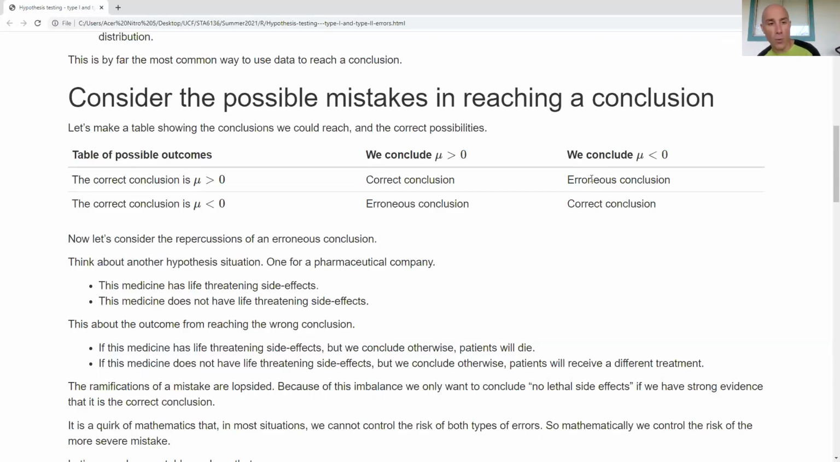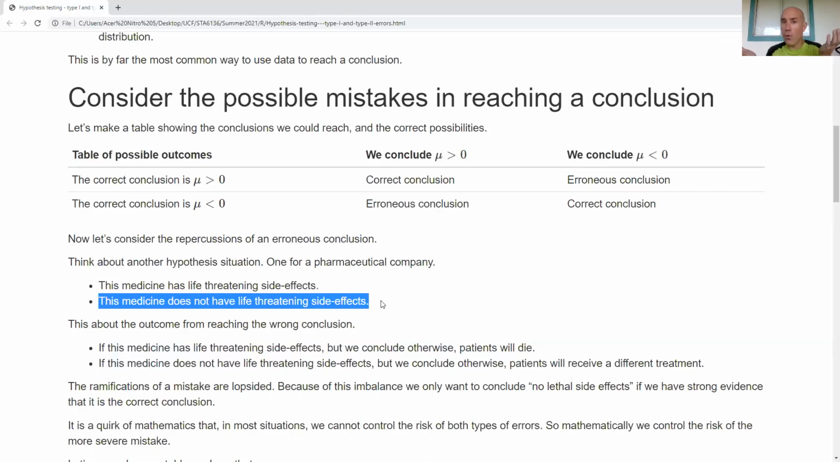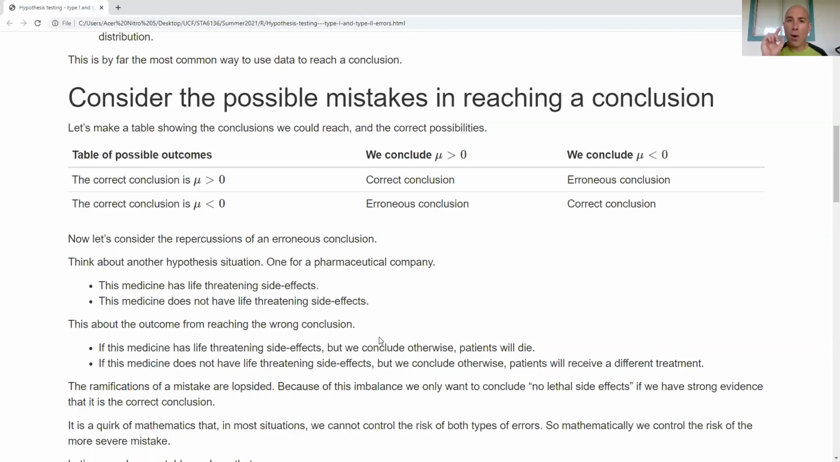away from the worst result. Okay, so let's think about a situation involving pharmaceuticals. Let's say that one possibility is that the medicine has life-threatening side effects. The other possibility is that the medicine does not have life-threatening side effects. All right, very, very different conclusions, right? One of two choices. If I'm holding a medicine in my hand, either it has life-threatening side effects or it does not.